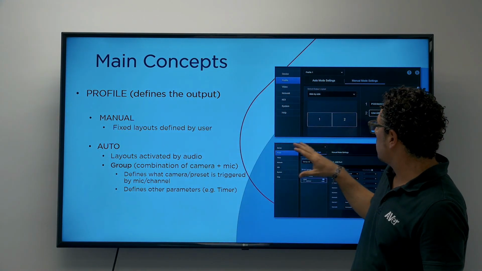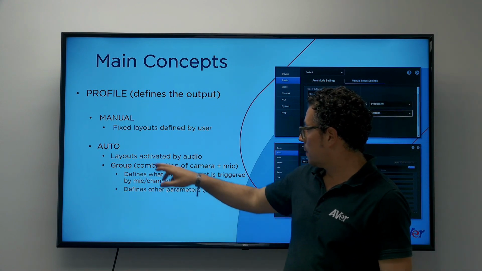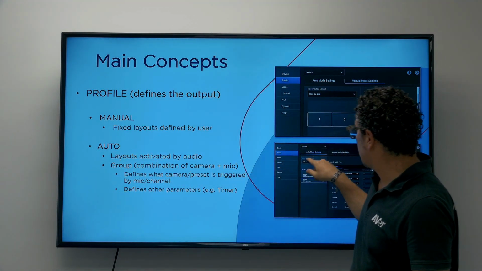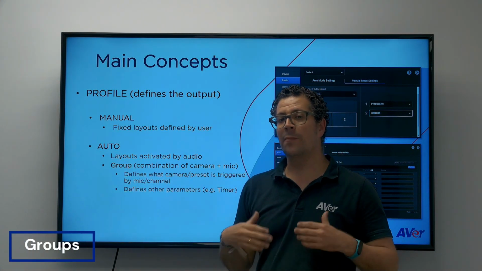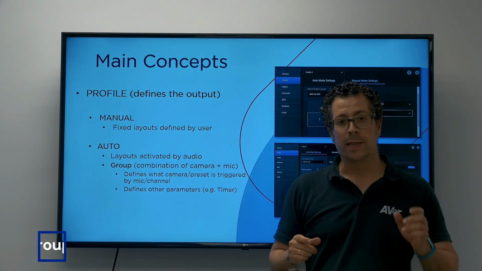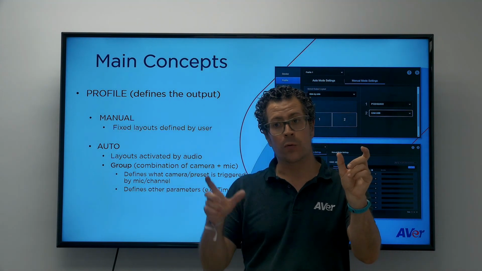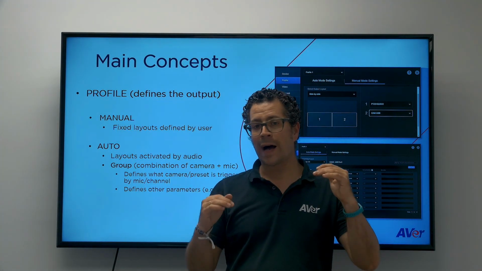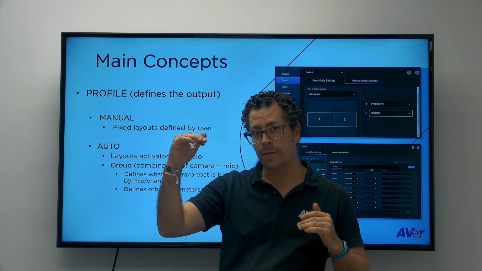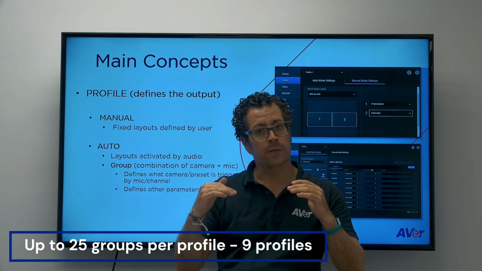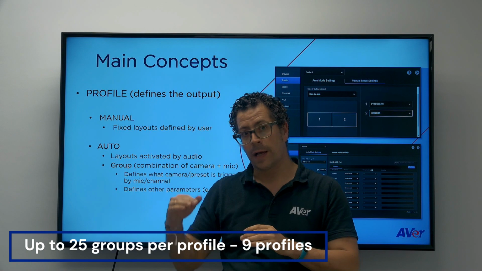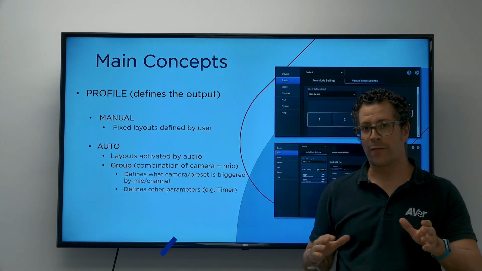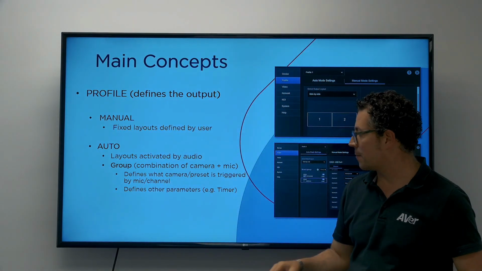When you are creating this profile that is automatic, after selecting the layout, you need to create different groups. What does a group mean? A group is the combination of a camera with a microphone. You can have up to 35 combinations, 35 groups per profile, and you have 9 profiles. So you have a lot of possibilities in this system.